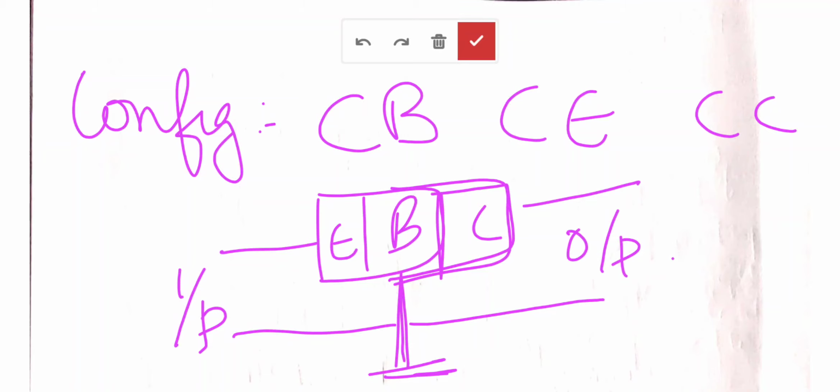This type of configuration is known as common base. Base is common to the input and output. And if, with emitter, base, collector, the emitter is common, and input is given between emitter and base and output is taken between emitter and collector, then it is known as common emitter configuration.